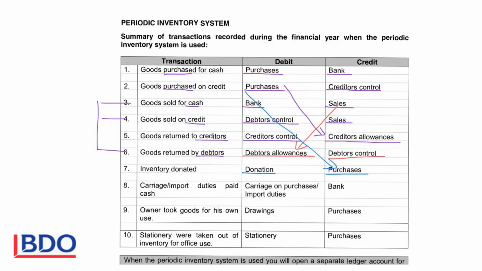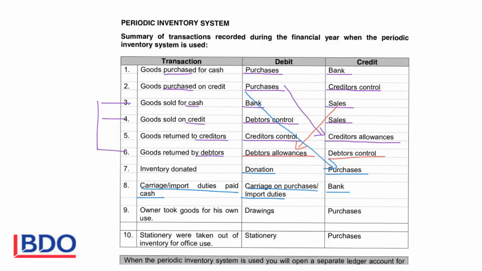Carriage on purchases or import duties that you pay when you buy goods will be recorded in the carriage on purchases account or the import duties account. So we create two expense accounts for the expenses that we pay when we buy goods, and we will credit the bank account to show that the money is taken out of the bank.